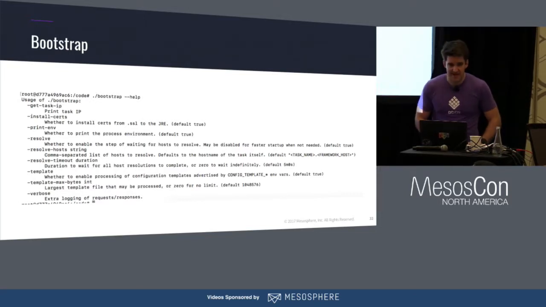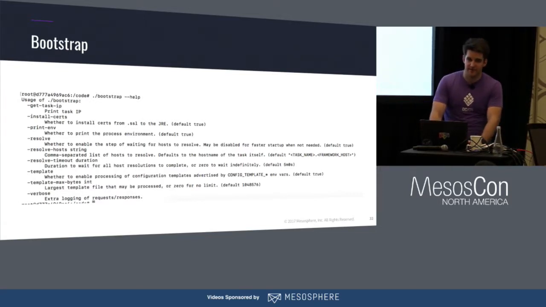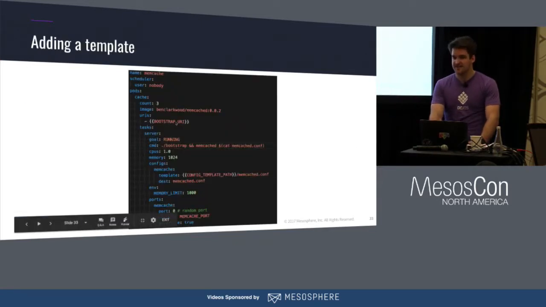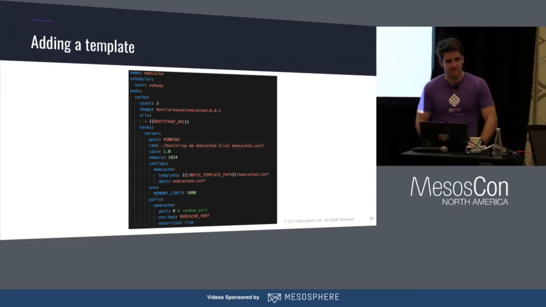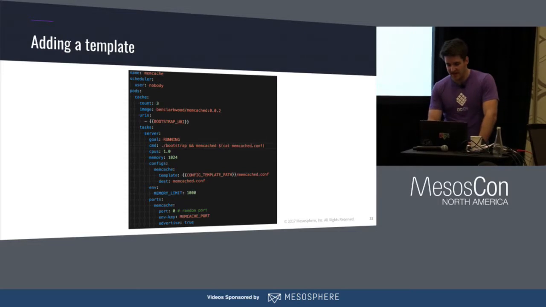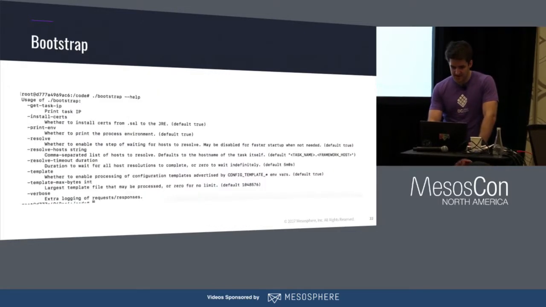So the Bootstrap utility is available in all your frameworks. You do have to explicitly include it as a URI, at least for now, and then you run it whenever you want, right? You might not necessarily want to run it as the very first thing in a command. You might want to do some other setup, calculate some NVARs that are then going to get templated in your template files, but obviously you're going to ultimately want to run it before you run your server task.